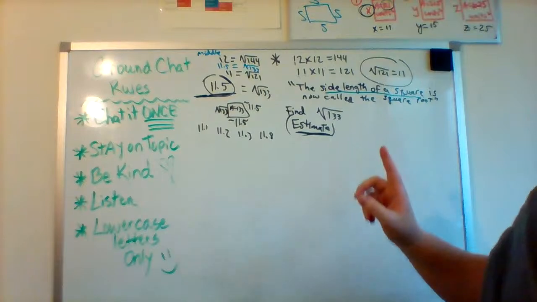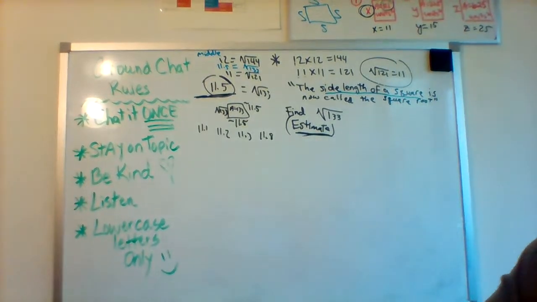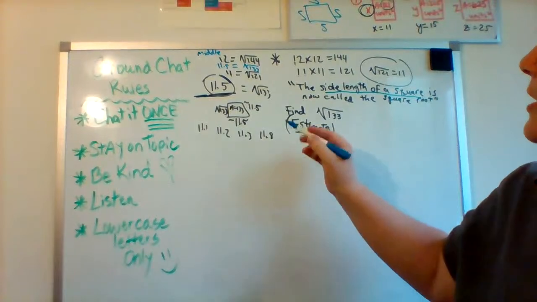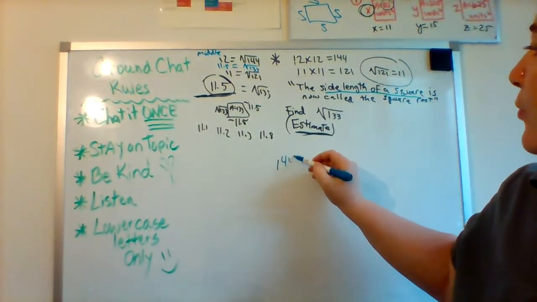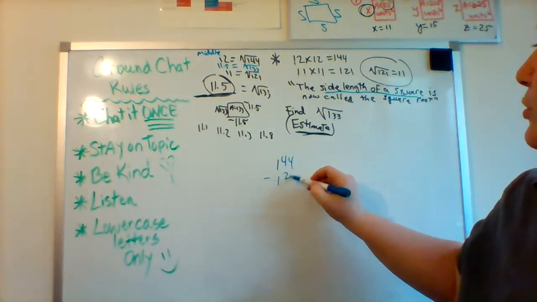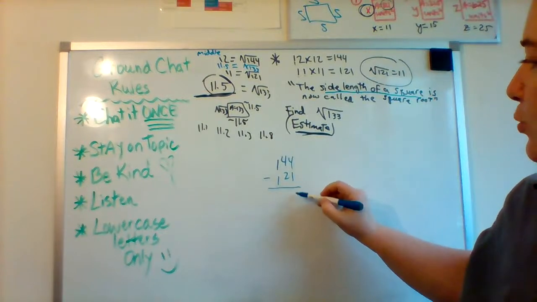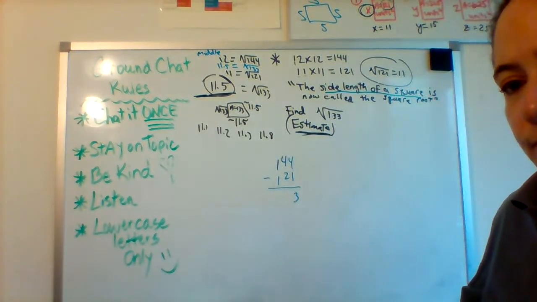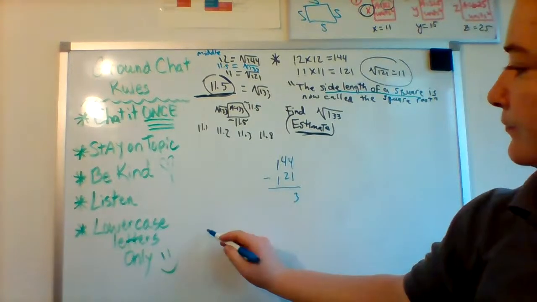Okay, now she said something important. Thais said 4 subtracted by 1 is 3. So let's take a look at that. We have 144, and if we take away 121, she said 4 minus 1 is 3. Keep going.